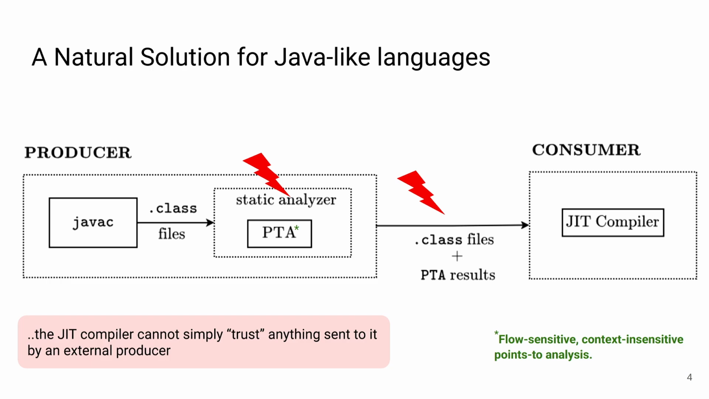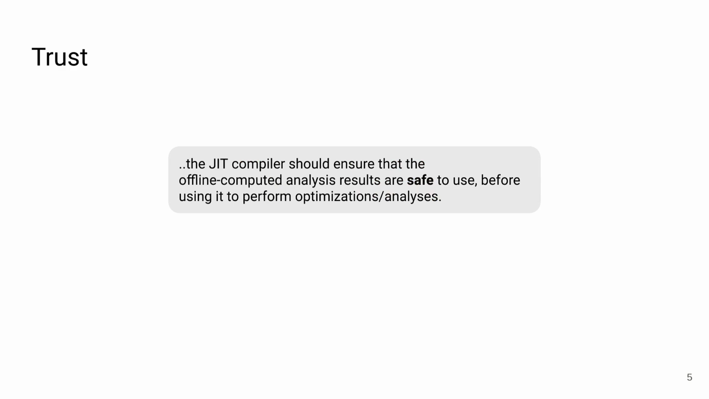Okay? Also, before I proceed, I'm going to introduce two terms which I'm going to throw around a lot. I'm going to use the term producer to refer to that compilation stage which becomes responsible for performing the expensive analysis, and then transmitting it to the stage that needs the analysis. I'm going to use the term consumer to refer to that compilation stage which is performance-centric, cannot afford to do these expensive computations, and therefore will consume these results that it receives from the producer.